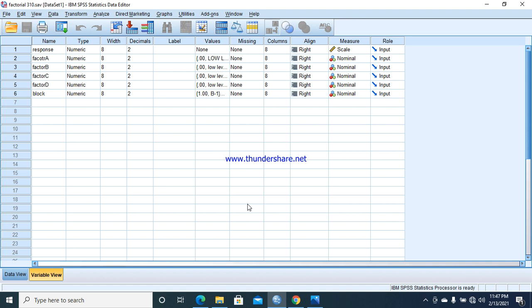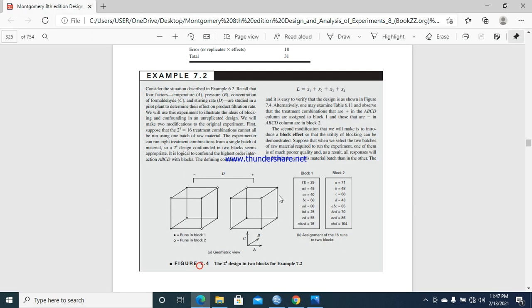And here we have confounding and blocking in a two-factor factorial experiment, and it's chapter number 7, I think, of the Montgomery book. Here we have an example of 7.2. We will solve it on SPSS, and here we have four different factors A, B, C, and D.